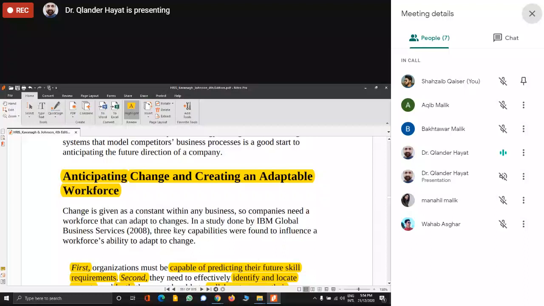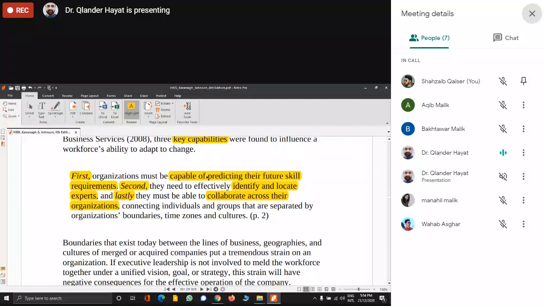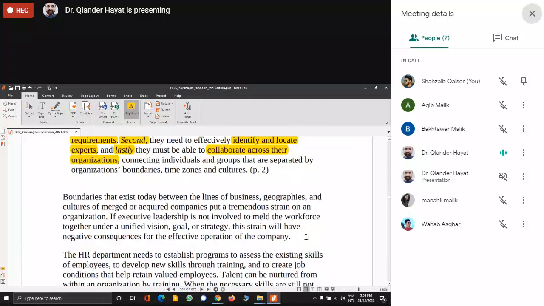So here are certain key capabilities which are found to influence the workforce's ability to adapt to change, and these key capabilities are three. First, the organization must be capable of predicting its future skills requirements. Second, they need to effectively identify and locate experts. And the third one, they should be able to collaborate across their organizations. If any organization has these three characteristics, then they can develop a workforce which can cope with change.